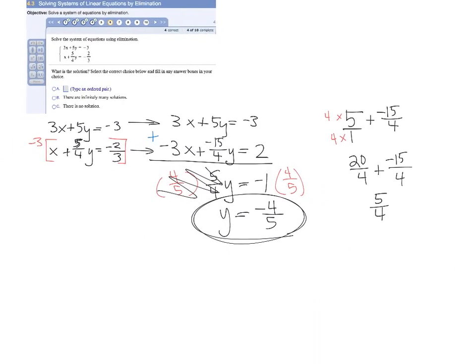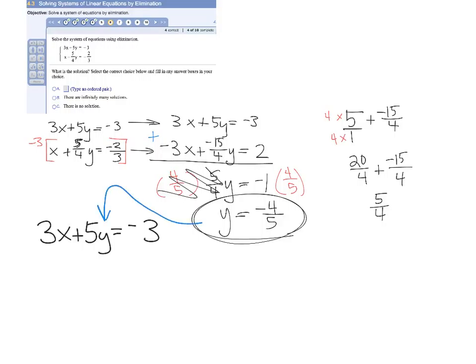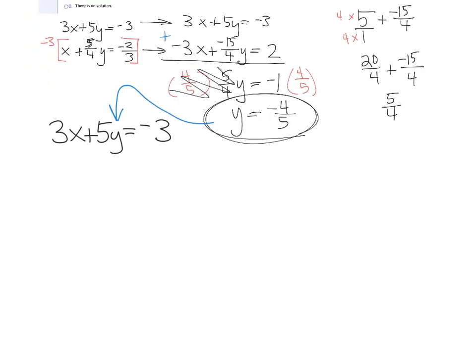So now that we know that y is negative 4/5, we're going to choose any one of these two equations. Oh, let's choose this first one. And I'm going to write it down again. 3x plus 5y equals negative 3. And I'm going to replace the y with negative 4/5. So now we end up with 3x plus, and then it's going to be 5, I'm just going to put 5 over 1 times negative 4/5 equals negative 3. So that's the y.